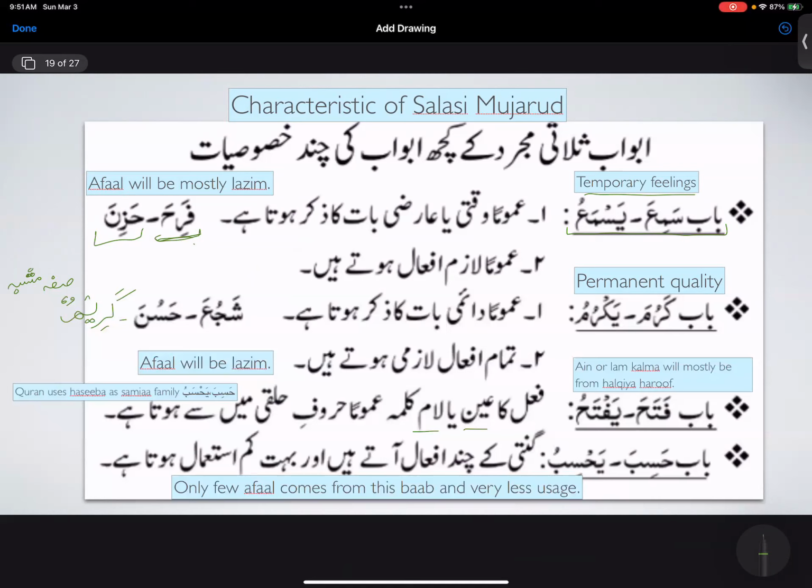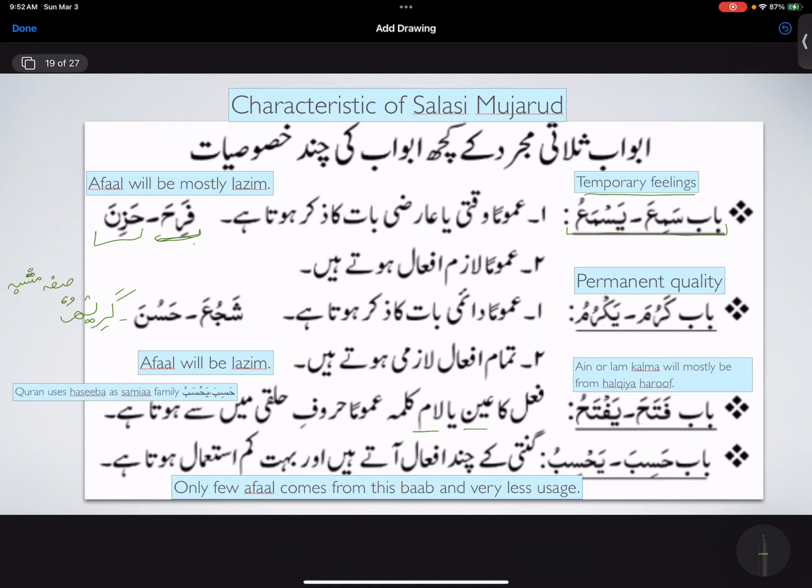Afal will be mostly lazim. So mostly you're going to find lazim afal from this Samia Yasmau family. Then for Karuma Yakrumu, it is a permanent quality. Someone is beautiful, hasuna, so he is going to remain beautiful. It's not like next morning he's going to wake up ugly. Haseen, hasuna. It makes so much sense.